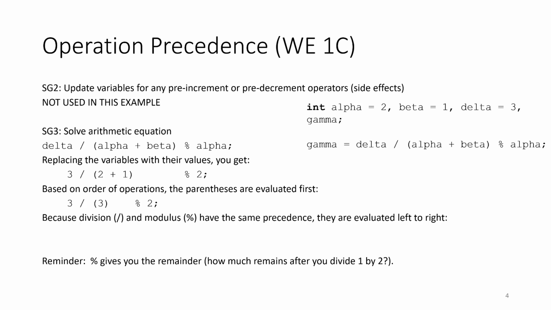Remember that division and modulus have the same precedence, so they are then evaluated left to right. 3 divided by 3 is 1. Mod 2 equals 1. Remember that mod gives you the remainder. So if I have 1 apple and I take away all groups of 2 apples, how many apples do I have remaining? Only 1.